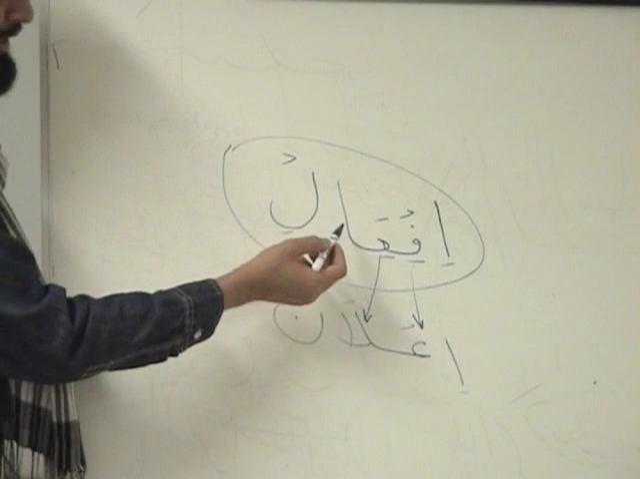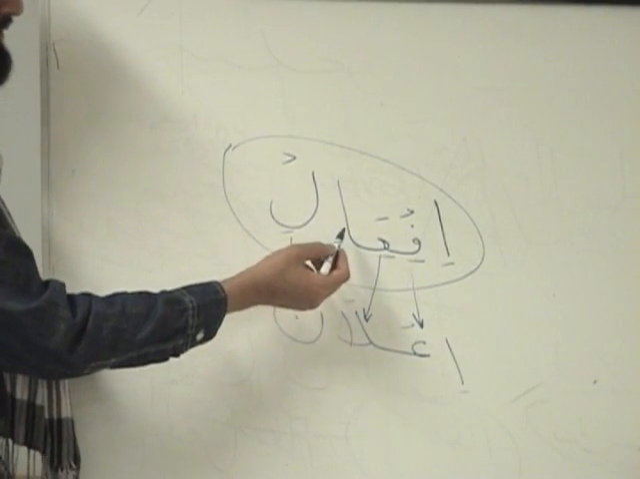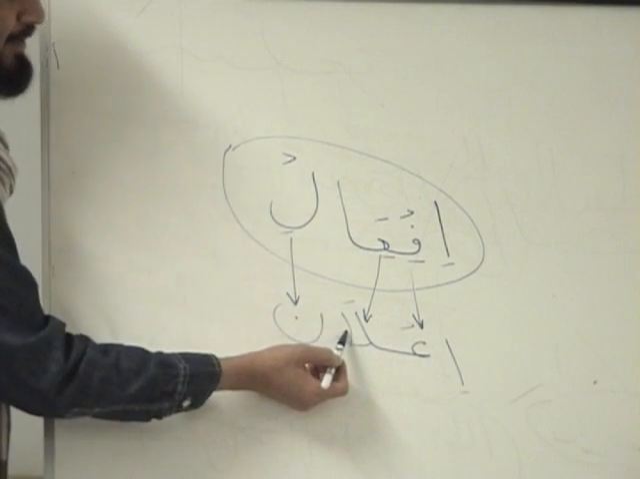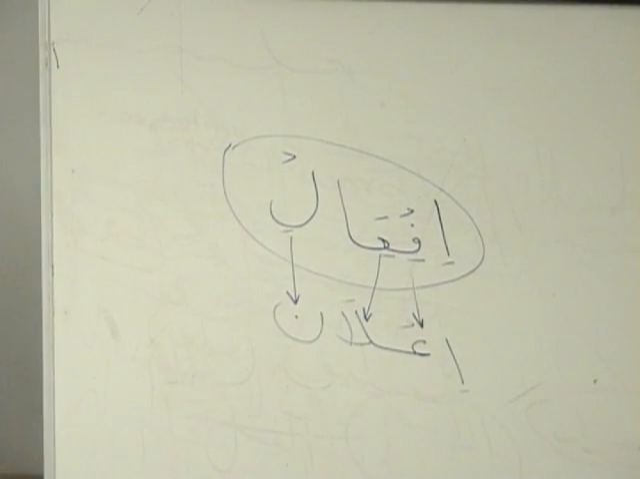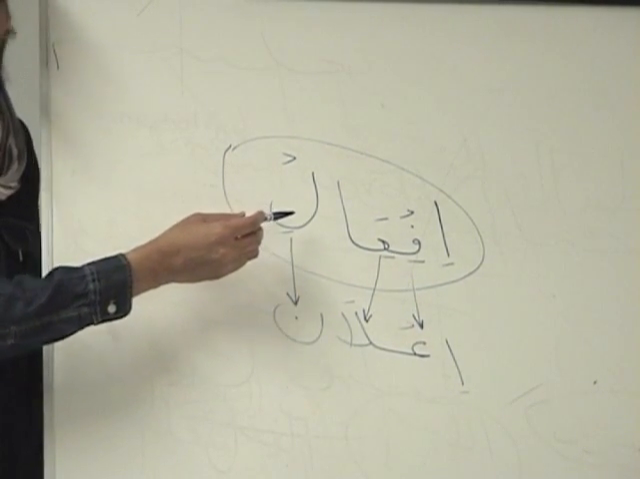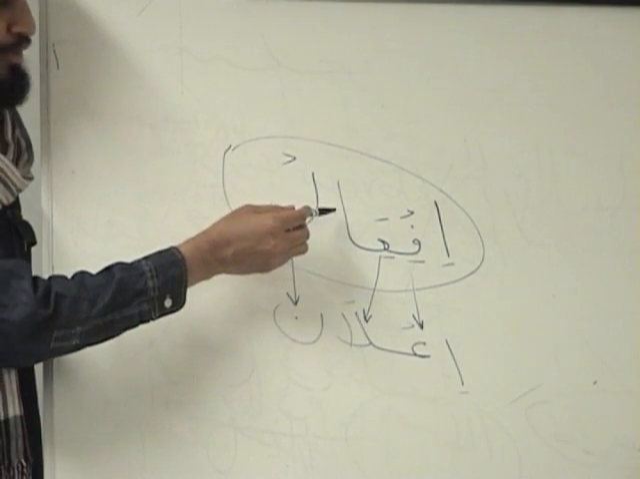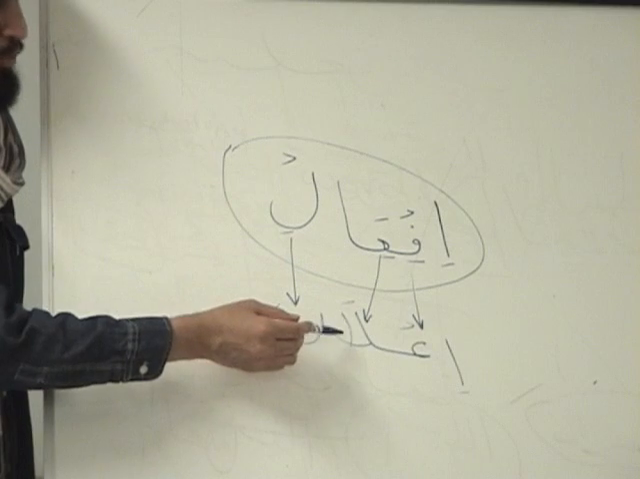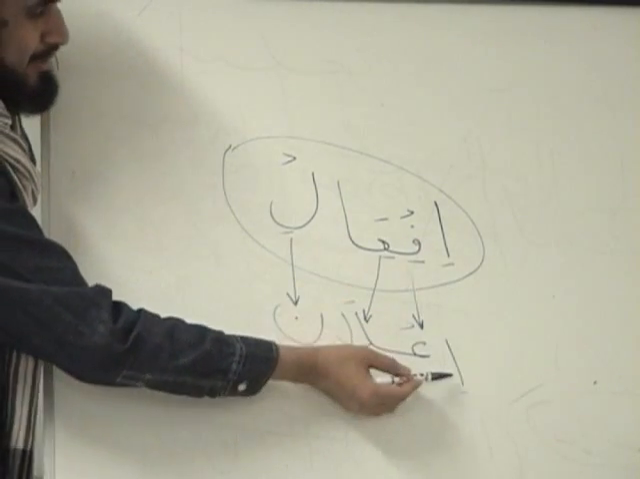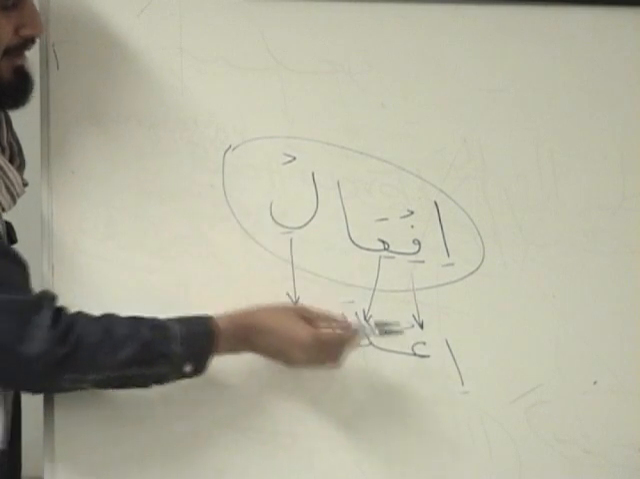So how can you tell that this alif and this alif are extra? The easiest way is to look at the scale, the thing that has fa ain lam, and see whatever repeats itself here will be extra. So this alif repeats itself here. This alif also repeats itself here. If'al, i'lan.